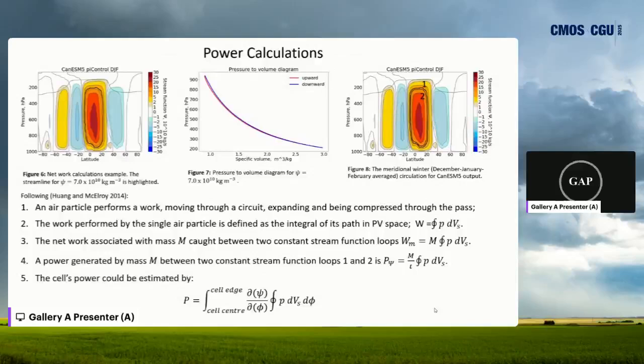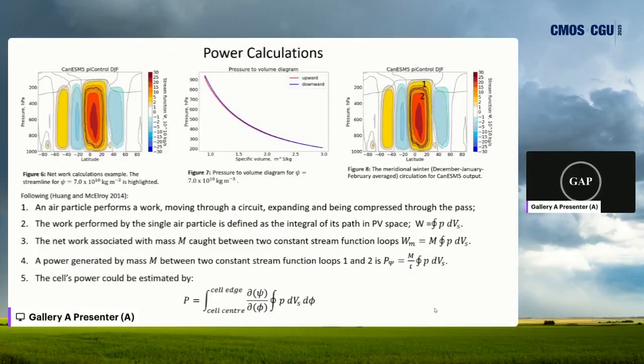Yeah, so the main part of this research is how it was calculated. Let's assume one air particle which flows through one streamline. It means it makes a circle, and we can describe this movement in pressure and specific volume coordinates. And according to thermodynamics, we can calculate the net power of this movement.